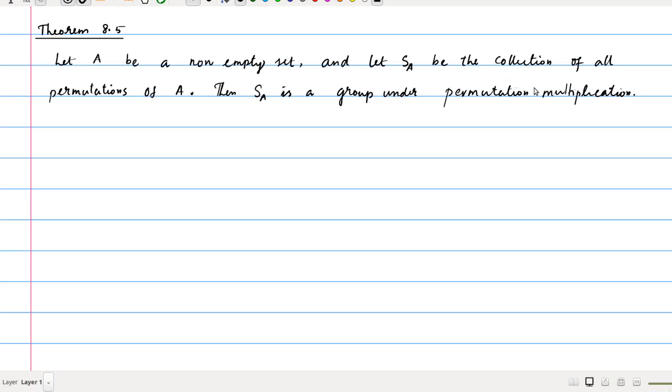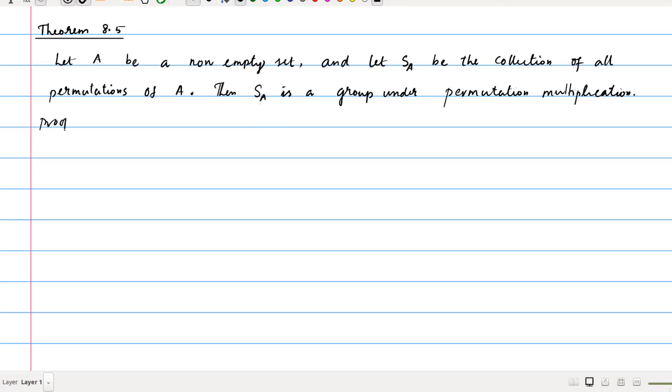Now we will prove the theorem 8.5. In this theorem, we will show that this S_A is a group in general. That means this A may contain infinitely many elements as well. Even though it contains any number of elements, this S_A forms a group under permutation multiplication. Permutation multiplication means permutation composition. So we have to check the axioms of a group. First of all, we need to observe that this S_A is an algebraic structure, or that composition, permutation multiplication, is a binary operation here.